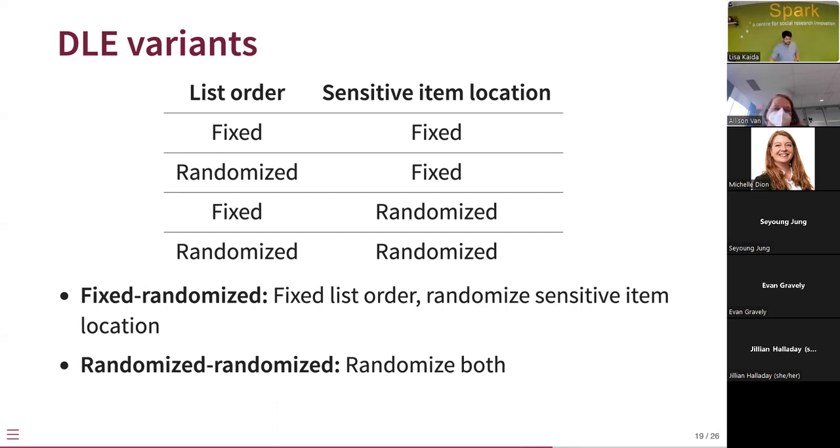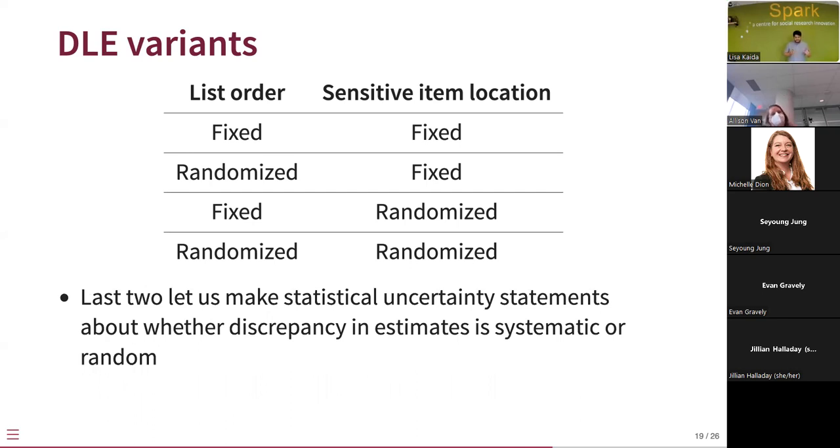So the last two designs: in this fixed randomized design, the order of the list is fixed and the sensitive item moves around between lists. That's the California study that I just showed you. And then the randomized design, lists are being randomly flipped, and the location of the sensitive item is randomly flipped as well. These two designs give an opportunity to make statistical uncertainty statements about whether that weird pattern of estimates that we observe is systematic or random. And that's what my work is building towards, giving people tools to be more confident about the way they are designing their double list experiments.